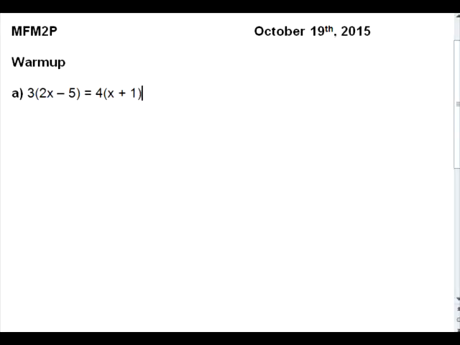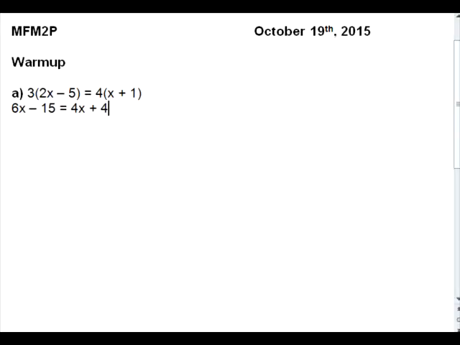Okay, great. Maddie, can you be brave, please, and give me the left-hand bracket? Wonderful. So 6x - 15 = 4x + 4. We multiply the 3 by the 2x and the 3 by the negative 5, and the 4 by the x and the 4 by the 1. Great.